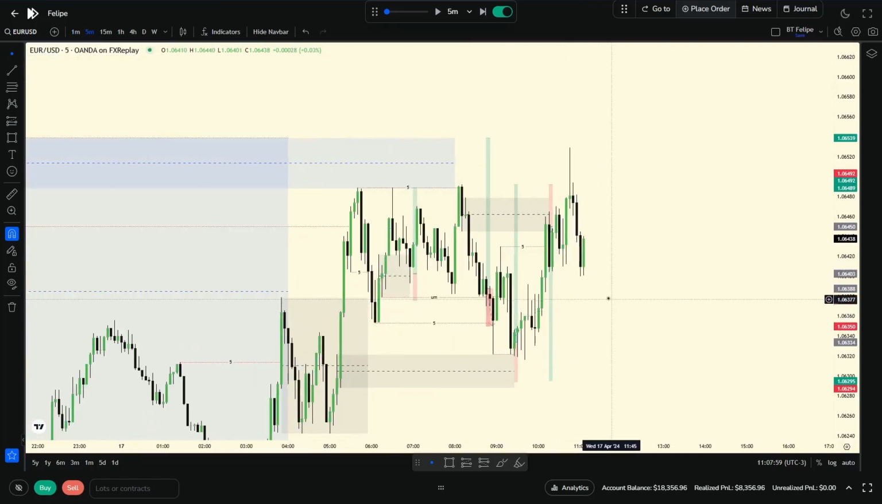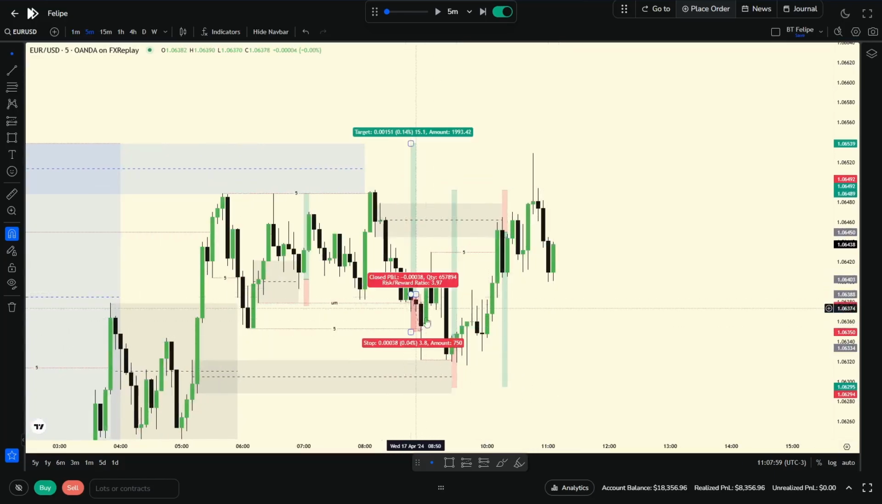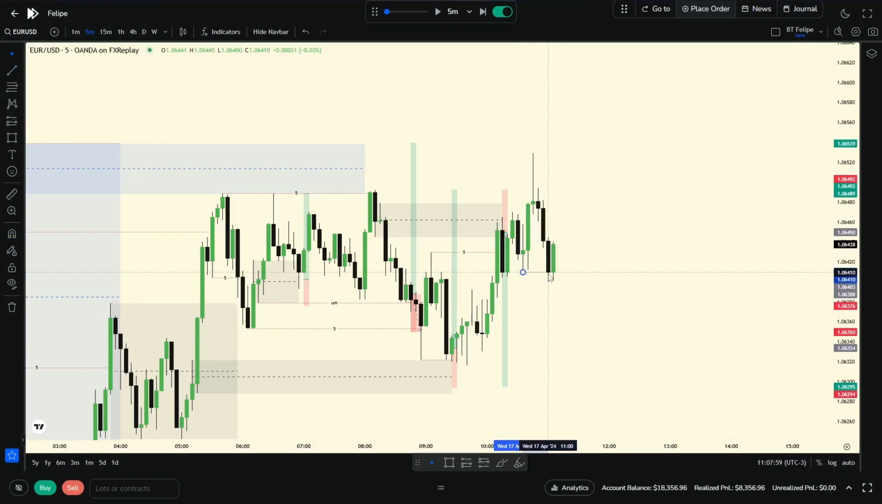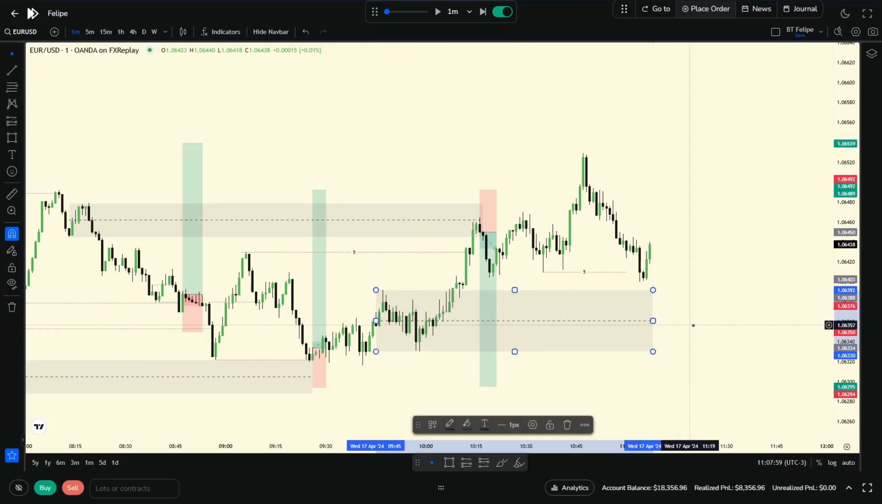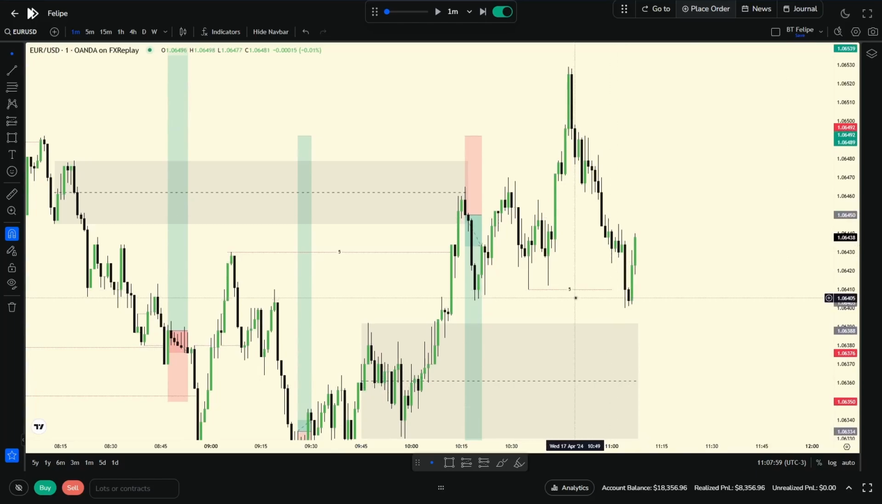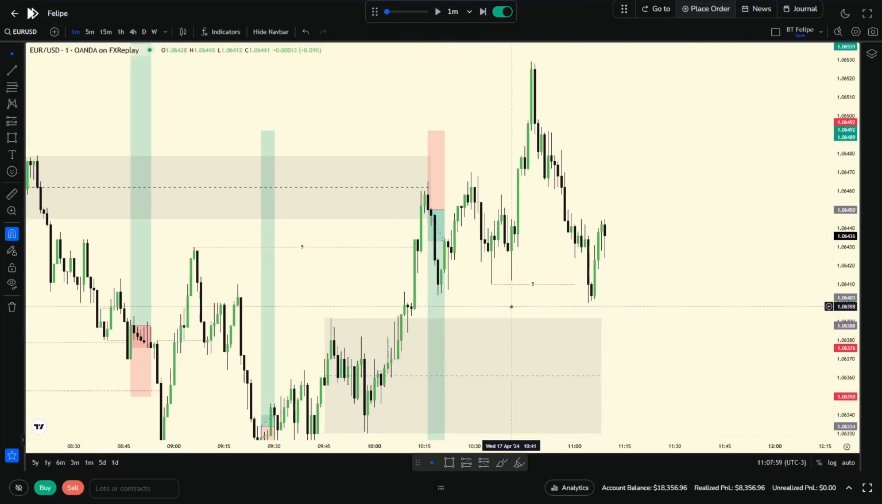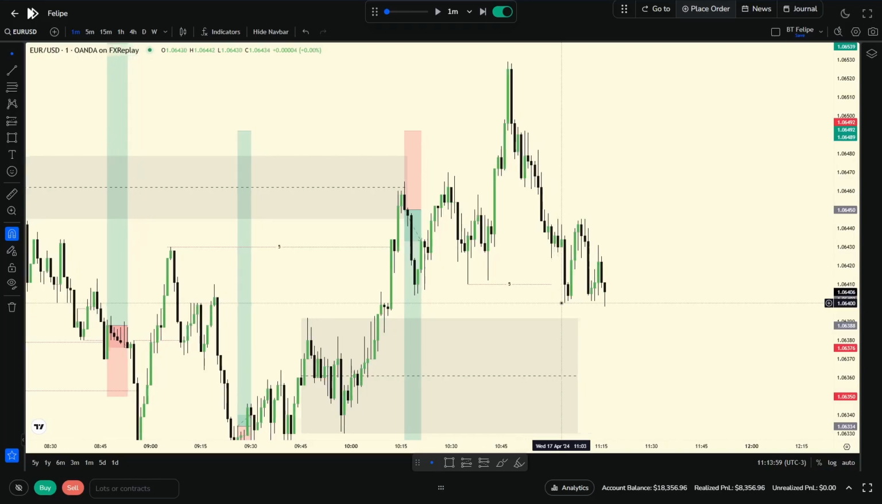I think this is M5. M5 got taken here. This would be the M5, but didn't tap the POI. Well, I thought we were going to take this, but I actually didn't. Maybe this was the POI. I don't want to use this. If it goes, it goes.